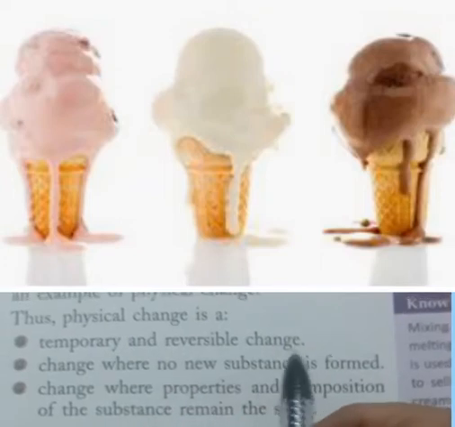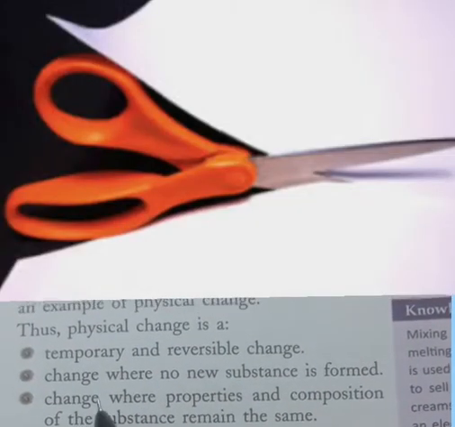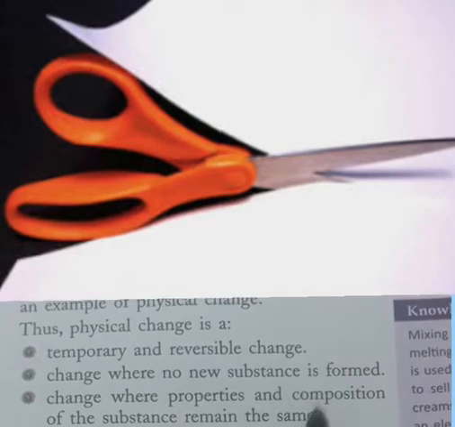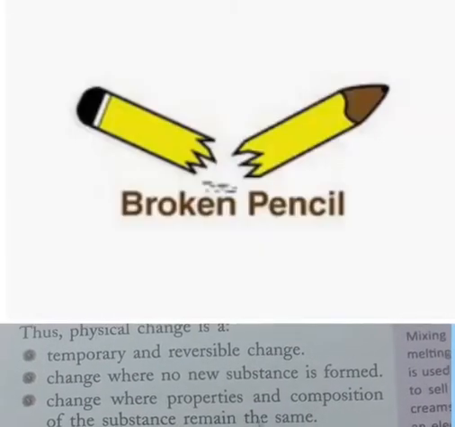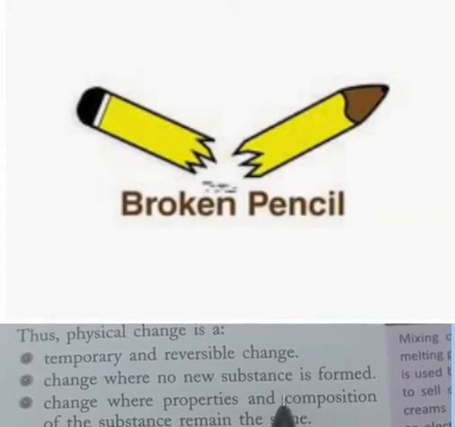It is a change where no new substance is formed. In physical change, no new substance is formed. It is a change where the properties and composition of the substance remain the same. In physical change, all the properties and the composition of a substance remain the same.